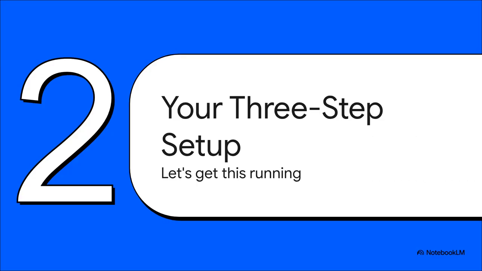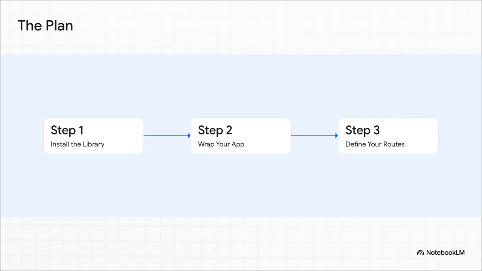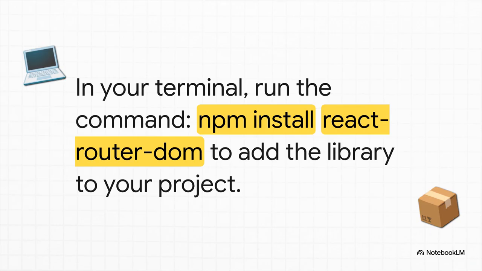Okay, enough theory. Let's get our hands dirty and actually see how simple this is to set up. It's really just a quick three-step process. Here's the game plan. It's super straightforward. First, we install the library. Second, we wrap our app to turn routing on. And third, we define the actual routes or paths that our users can visit. Let's do it. Step 1.